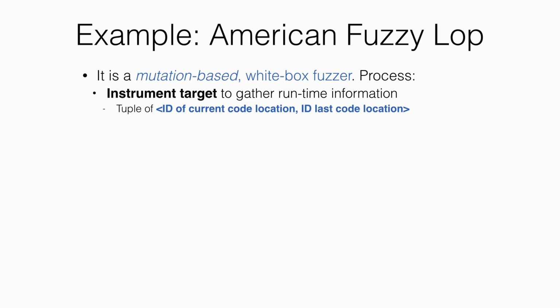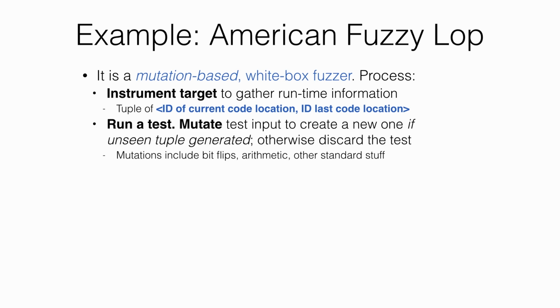The instrumentation it inserts tracks tuples that indicate where the program's execution has taken it, and these tuples consist of the ID of the current code location, you can think of this as just the line number, and an ID of the last code location before reaching the current one.